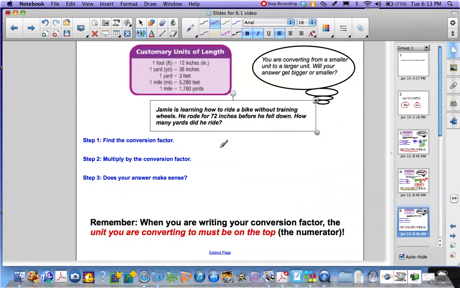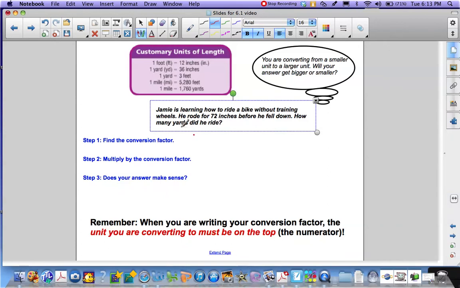Okay, last example. Jamie's learning how to ride a bike without training wheels. He rode for 72 inches before he fell down. How many yards did he ride? Okay, so we're converting to yards. Yards has to be on top. Okay, so I know that 1 yard is equal to 3 feet, but I'm working with inches and yards. So 3 feet is equal to 36 inches.